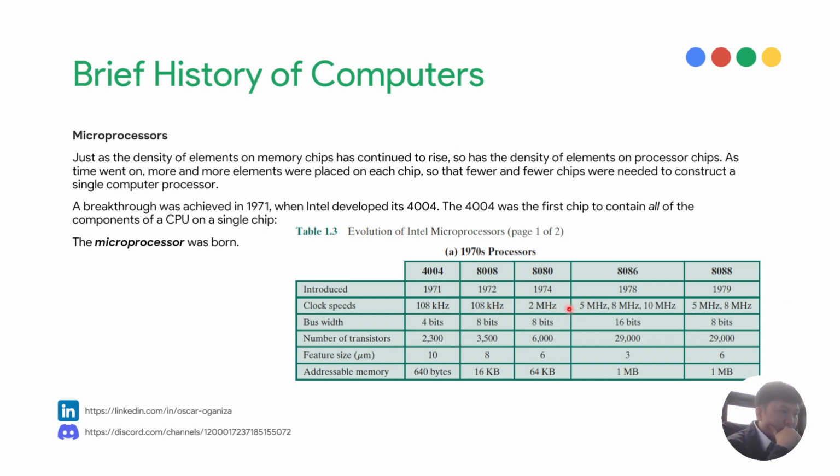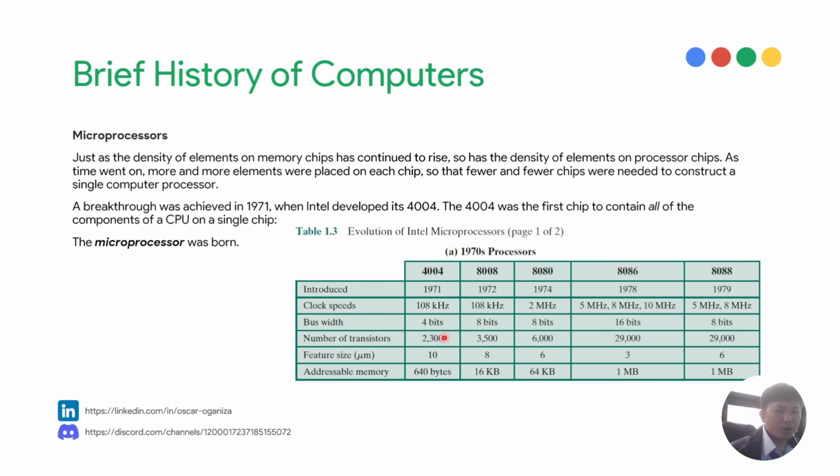Meron din naman lumabas, no? 1974, the same processor, the same name, but different year. Medyo mas mataas na siya. Meron na siyang 2 megahertz clock speed or 2 million instructions per second. And number of transistors, dumoble, naging 6,000 na. And yung addressable memory niya mas tumaas. So as you can see sa ating table, every year na nadadagdag, tumataas din yung speed niya, yung memory niya, yung number of transistors niya.